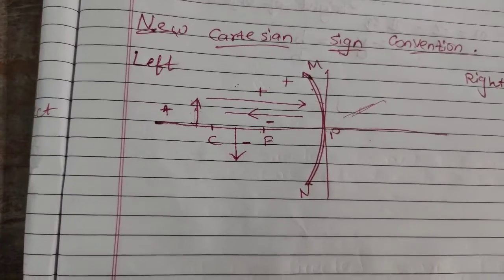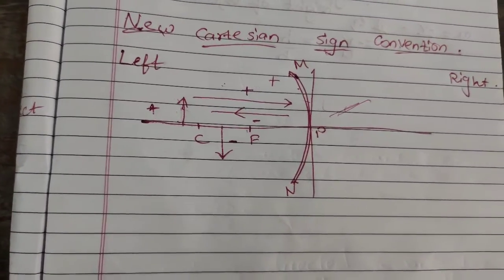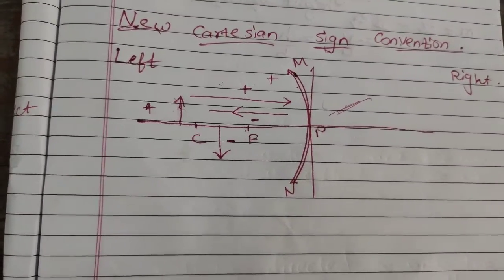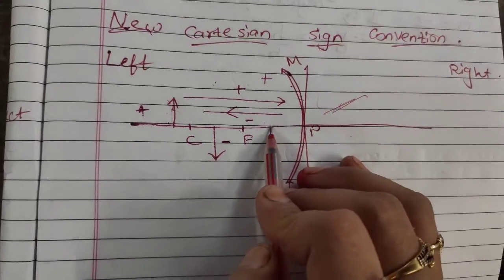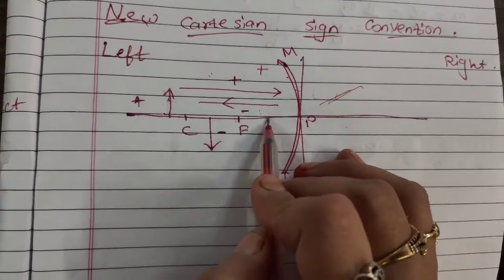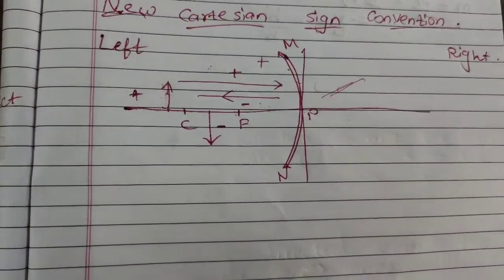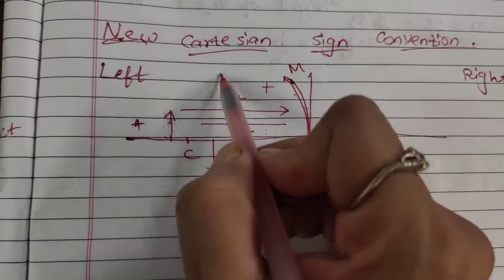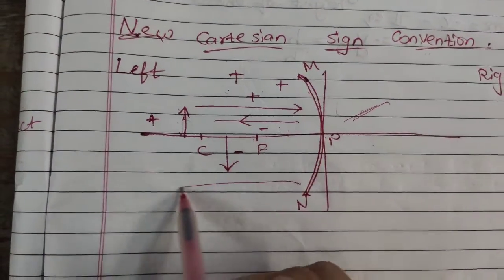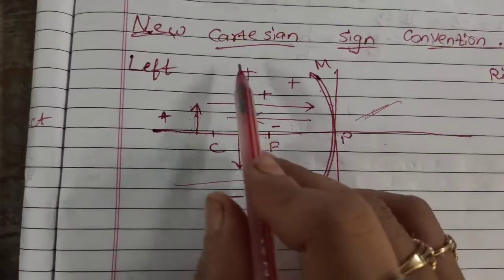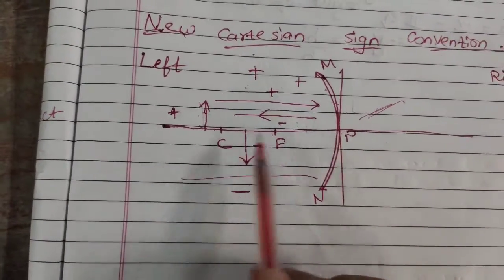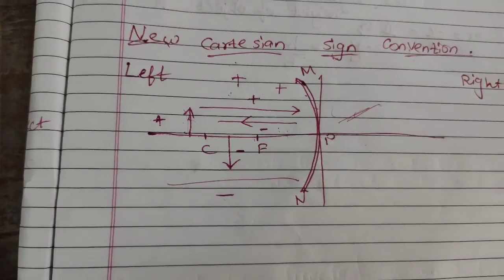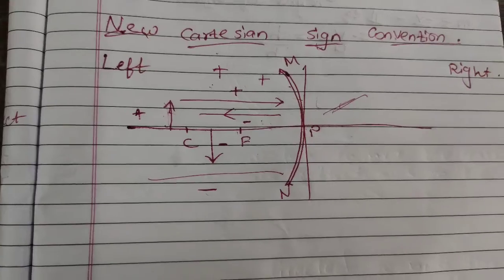Fourth point: the distance measured perpendicularly to and above the principal axis is along the plus y-axis and is taken as positive. Distances parallel to the y-axis above are always plus. It means that from this side all the measurements are plus, and from this side all the measurements are minus. This is the main property of the new Cartesian sign convention.